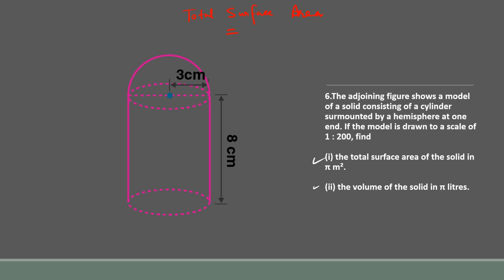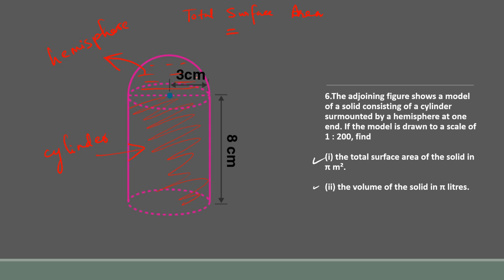What will be the total surface area of the solid? You see, this part is a cylinder, right? This is a cylinder, and this part is a hemisphere.